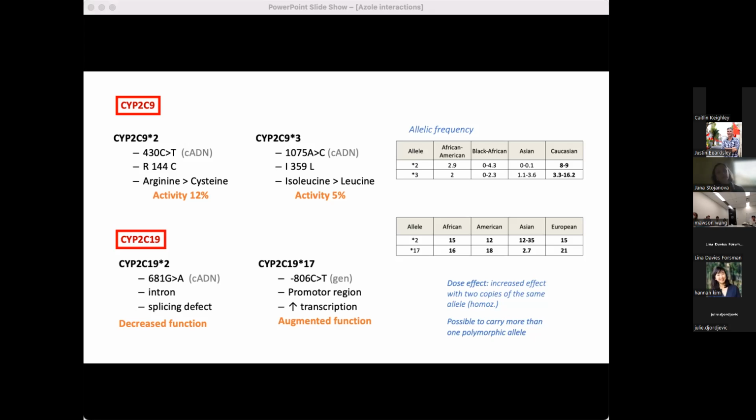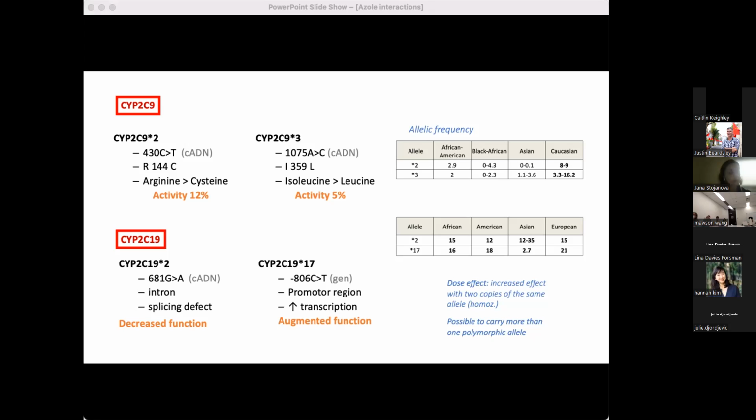CYP2C9 has 2 common alleles, which render the enzyme less effective. These cause an amino acid change, and the activity of the enzyme is substantially reduced. Particularly the *2 allele is quite common in Caucasian populations. I love the 2C19 polymorphisms because these are quite unusual.